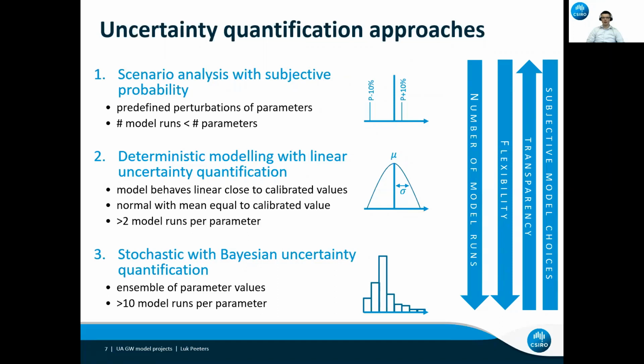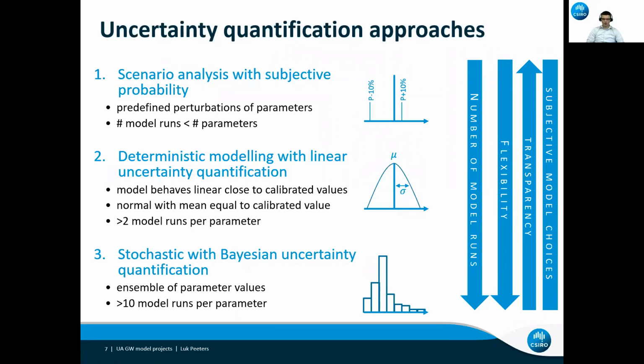If those don't hold for your modeling project, you can go another step up where you go to the stochastic approaches with Bayesian uncertainty quantification. So rather than relying on these linearity assumptions, you actually create an ensemble of model runs by sampling different parameter values.